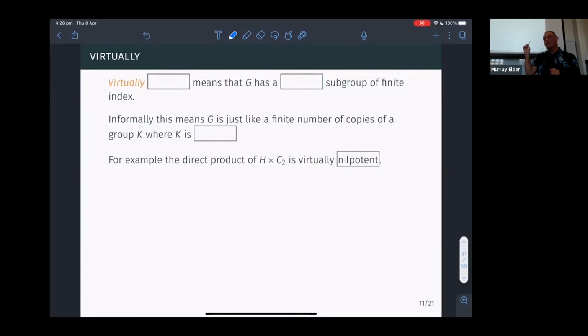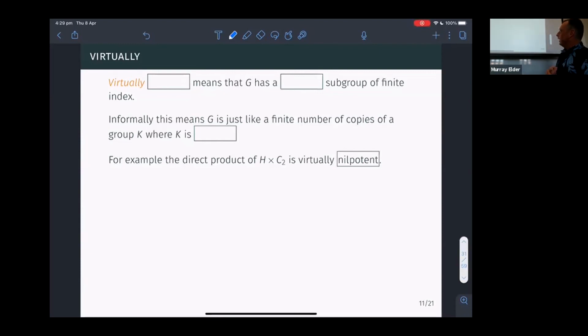Now I want to say informally that it means you can think of your group as a finite number of copies of another group K, which has the property that you really like. So Adam was talking about virtually free. He gave some weird definition of it. But virtually free means you've essentially got a free group with just a little bit of finite stuff, a few finite copies of a free group. And the way it's glued together is maybe a little bit complicated, but that's how I think about them, because I'm a bit basic here.